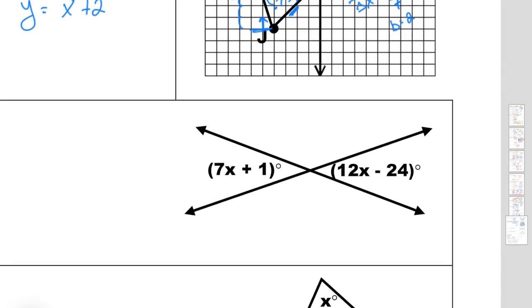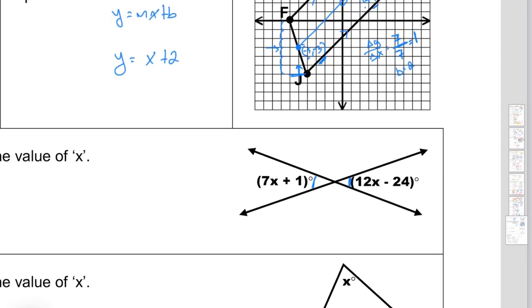Question 41 says, find the value of x. If you notice, here we have 2 vertical angles. Vertical angles are always congruent, so my equation would be 7x plus 1 equals 12x minus 24. And to solve for x, we're first going to subtract 7x from both sides and add 24 on both sides.